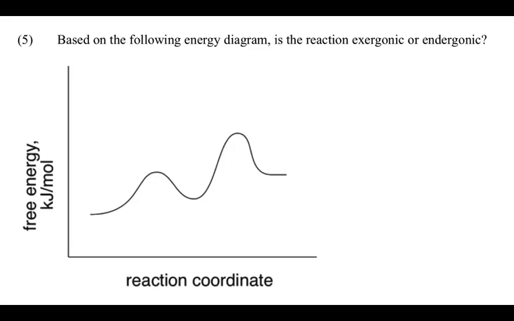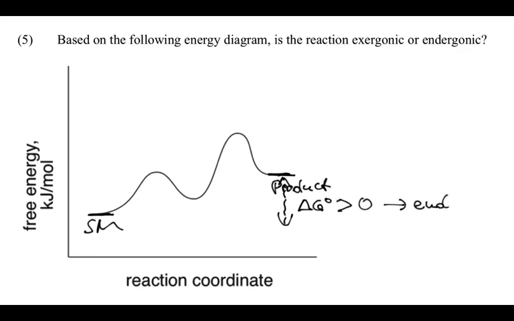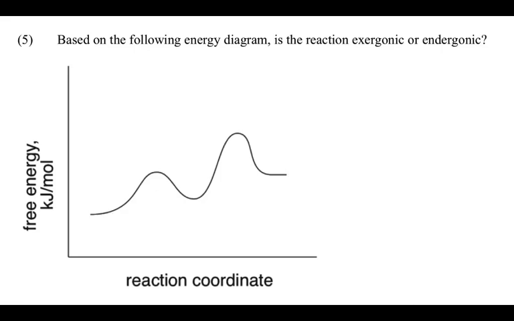So this one, is the reaction exergonic or endergonic? Endergonic, right? This is an easy one. You look at the starting material and product energies, and you see this is the difference. Delta G0 is larger than 0, and so that means it's endergonic. Okay, good. So we don't need an apple for this one, that's fine. I can eat the apple.